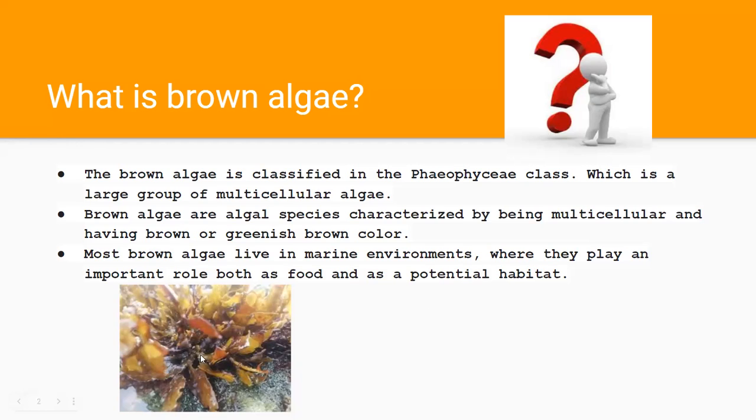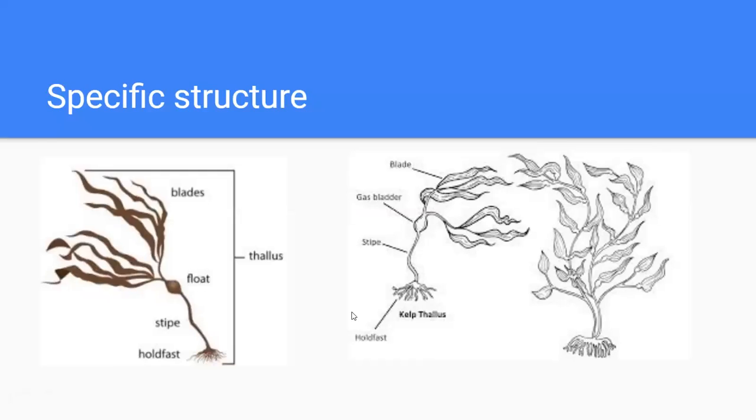As you can see, I input a photo right here that kind of represents the brown and the greenish color. Most brown algae live in marine environments where they play an important role both as food and as potential habitat. Now, let's talk about the specific structure.